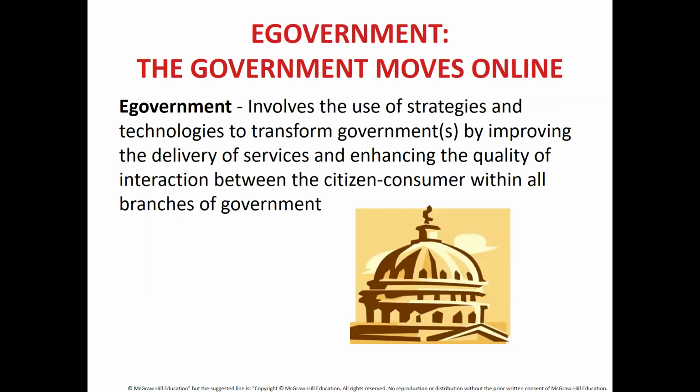E-government involves the use of strategies and technologies to transform governments by improving the delivery of services and enhancing the quality of interaction between citizen and consumer within all branches of the government. E-government are government-based services delivered by electronic means instead of physically visiting locations.